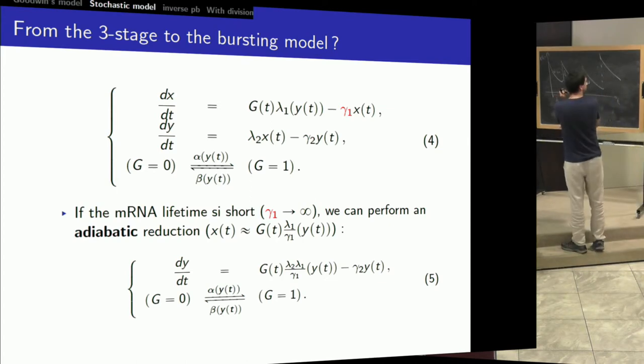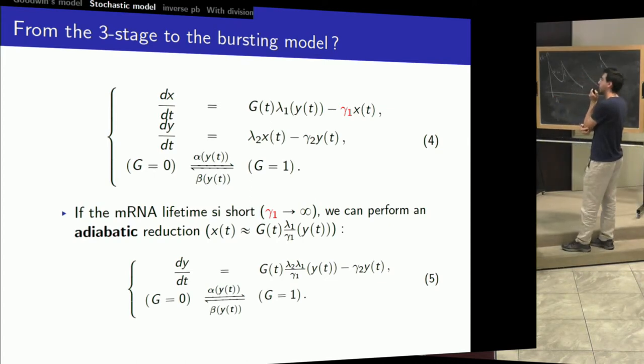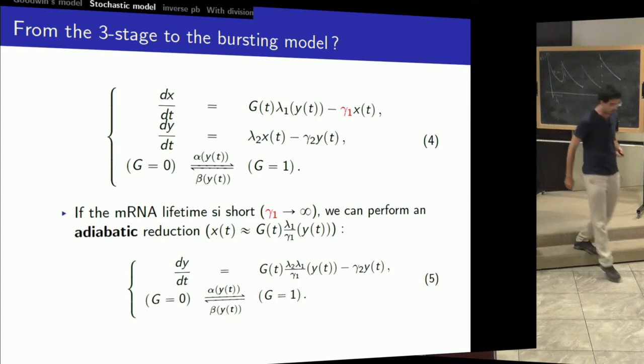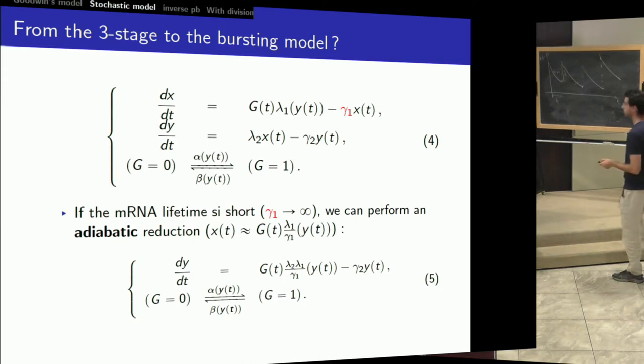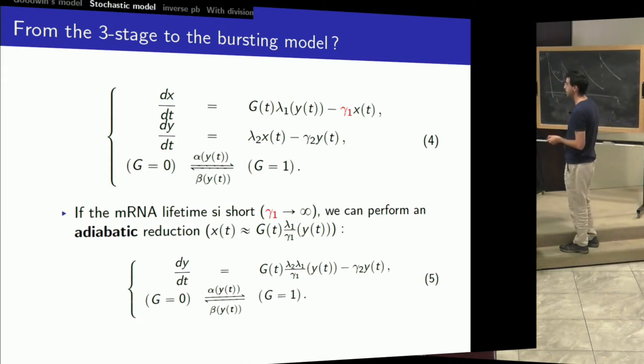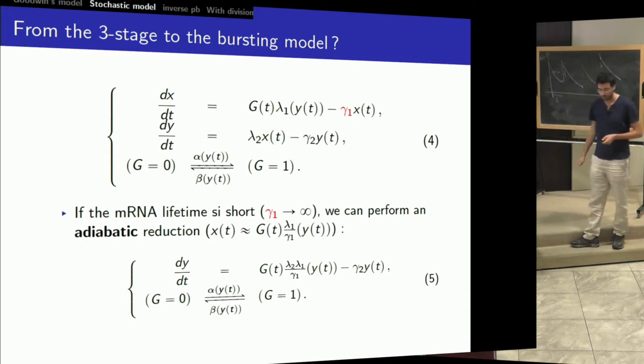Okay, I'm going to talk a bit about how we actually reduced this model. So we started from this on-off, two-dimensional ODE, which is a kind of piecewise deterministic Markov model. You have a switching variable, 0 and 1, and then you follow the ODE. If G is 0, you only decay, and if G is 1, you may produce some mRNA.